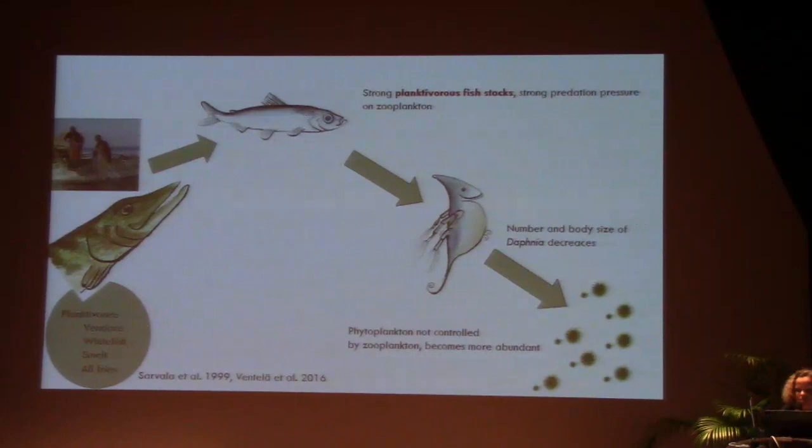And this very classic food chain has been the concept. It is quite well studied, and the idea is that phytoplankton is normally controlled if the Daphnia is abundant enough. But we have planktivorous fish that may be very abundant, and then again they are controlling Daphnia, and then predatory fish are possibly controlling the planktivorous fish stock.